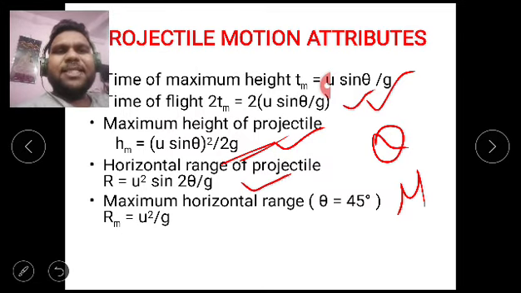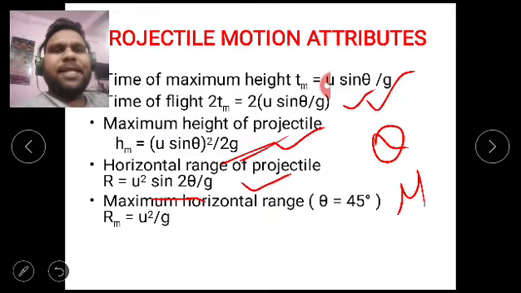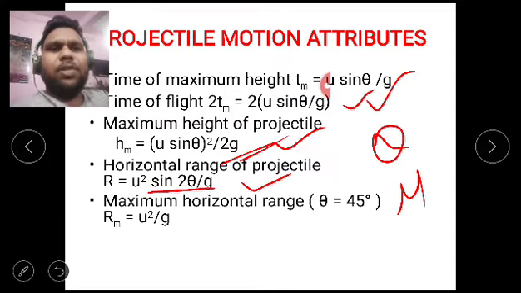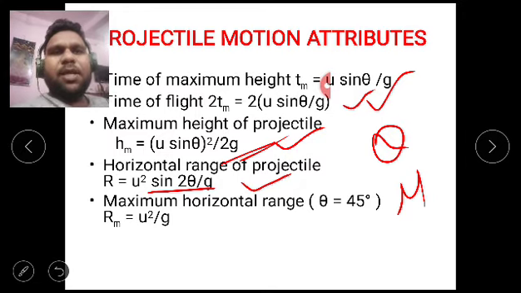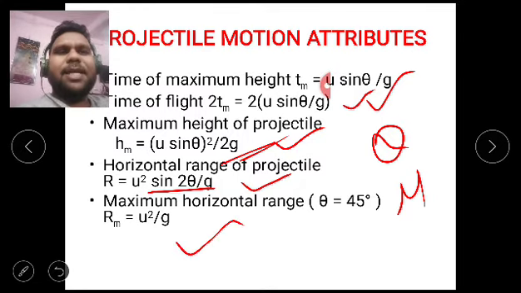Okay, so now the maximum horizontal range. We know that horizontal range is u square sin 2 theta by g, and we know that the range of sin 2 theta lies between -1 and +1. So the maximum possible value of sin 2 theta is 1. Putting sin 2 theta equal to 1 in the formula, we get the maximum horizontal range as u square by g. And when will it occur? At theta equal to 45.